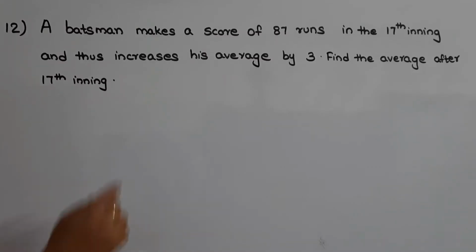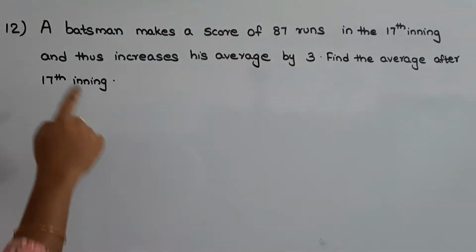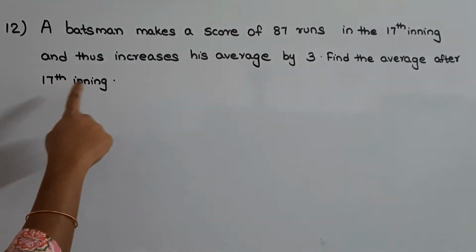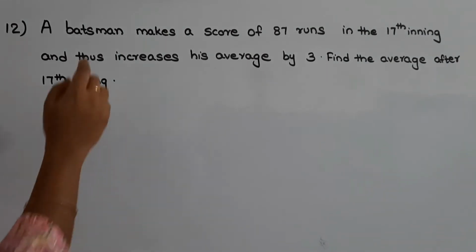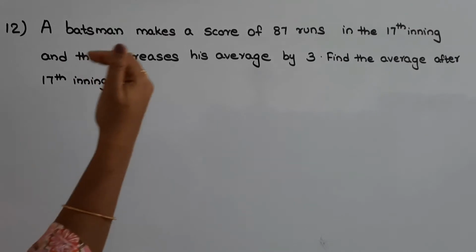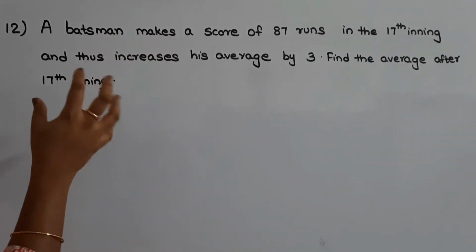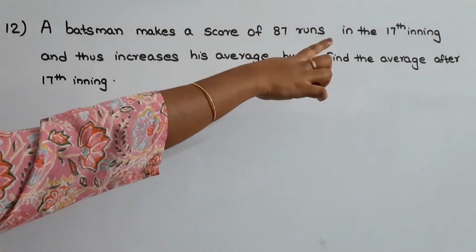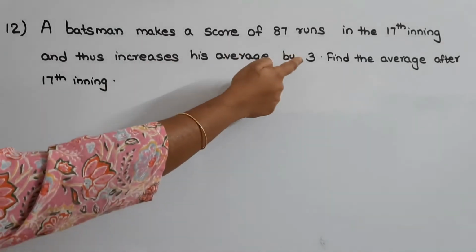The next question is, a batsman makes a score of 87 runs in the 17th inning and thus increases his average by 3. Find the average after 17th inning. So in this question they are telling that a batsman makes a score of 87 runs in the 17th inning. So up to 16th inning there was an average. When the batsman scored 87 runs in the 17th inning, after the 17th inning the average has increased by 3.